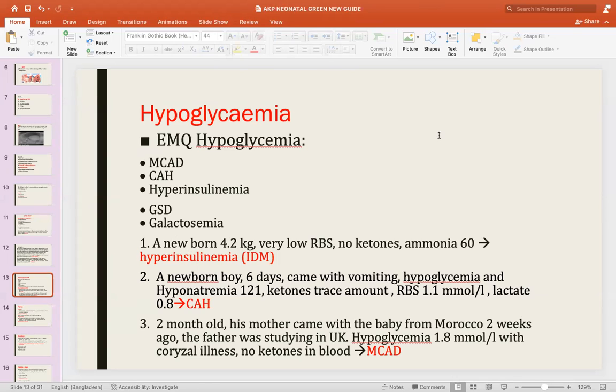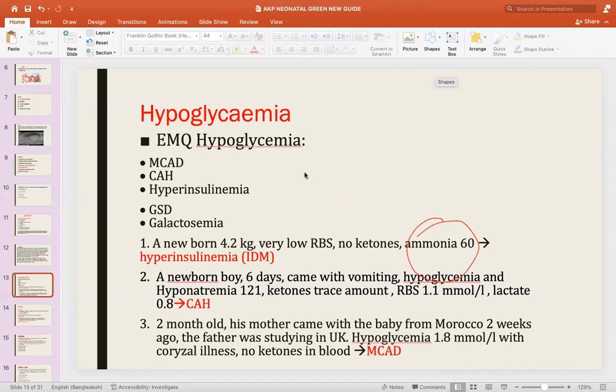Number 3, in MCAD, ammonia will be high. Here, ammonia is not low. I will say borderline, I will say normal. It is not low, because up to 100 in a neonate, ammonia is normal. So now come back to this ammonia thing.